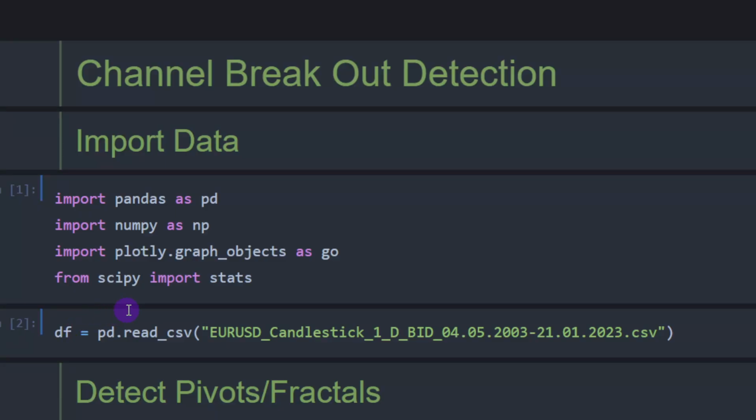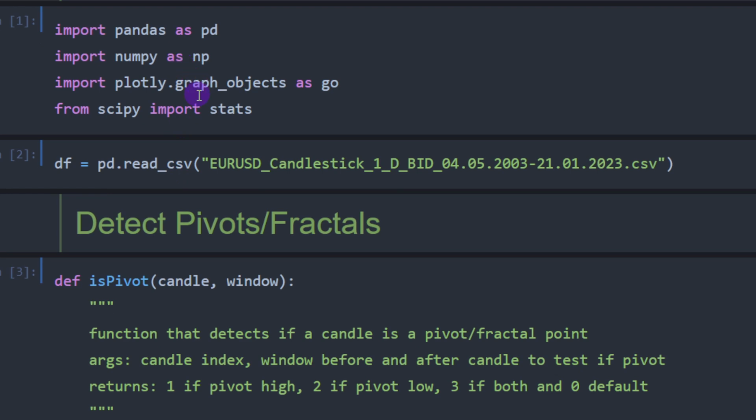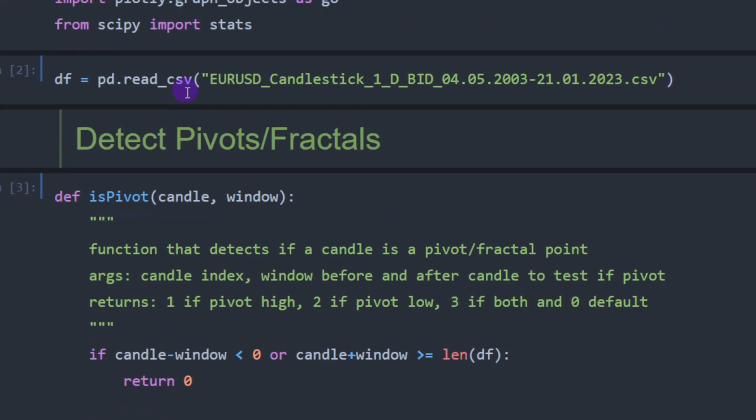So this is our Jupyter notebook file. We're importing pandas, numpy, and plotly, because we're going to need these to plot our candlesticks later on, and the SciPy stats module that we will be using to fit our pivot points to detect our channels. First, we are importing our CSV file. So it's a Euro-US dollar candlestick daily, the bid prices from 2003 up to 2023. So we have 20 years worth of data.